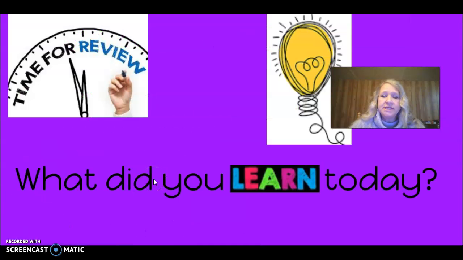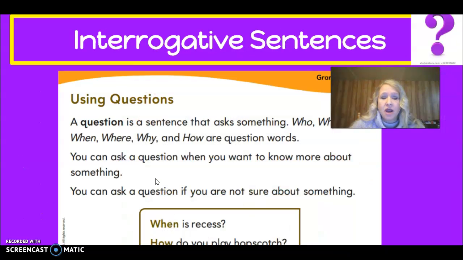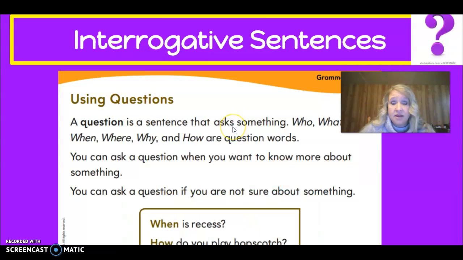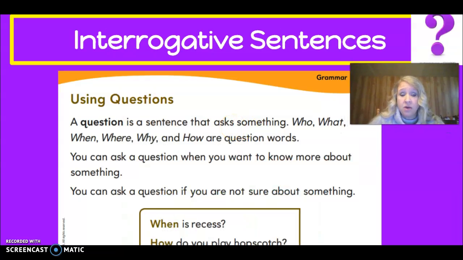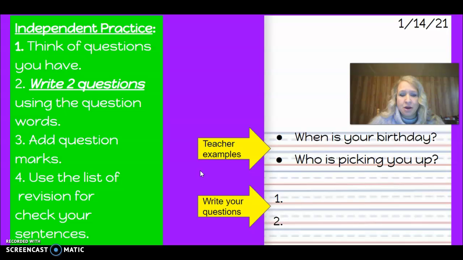What did you learn today? You learned that questions are asking something. You ask a question when you want to know more about something, and you can ask a question if you're not sure about something. You start a question with a question word. Who, what, when, where, why, or how are question words. And that your question needs to begin with a capital letter and end with a question mark.